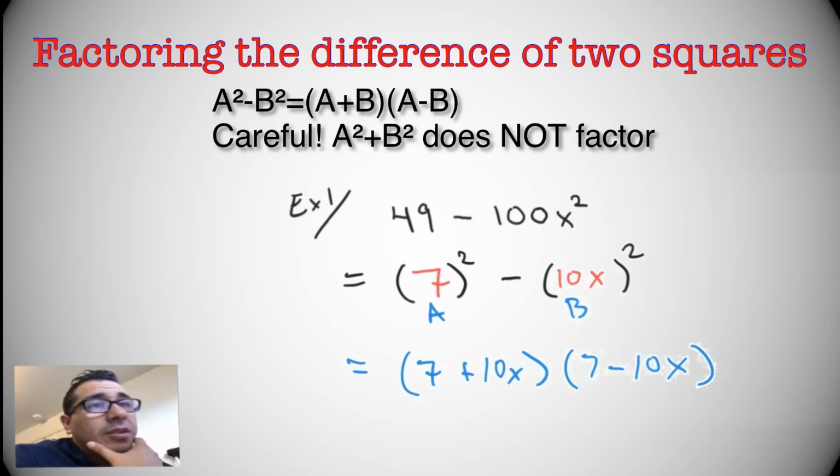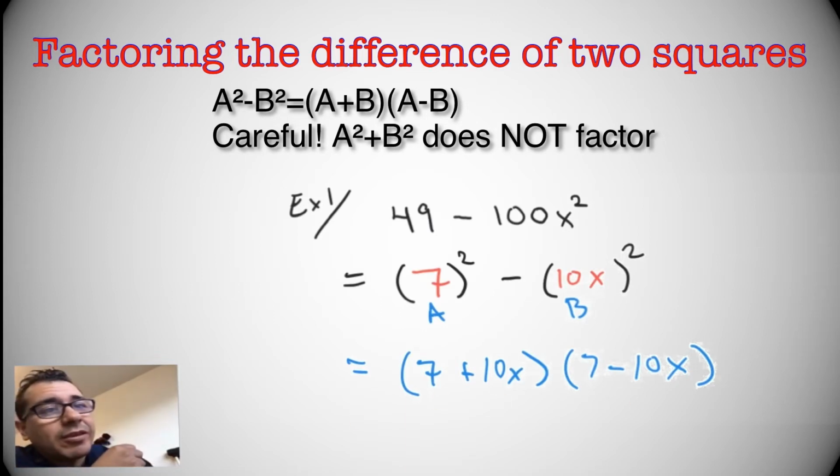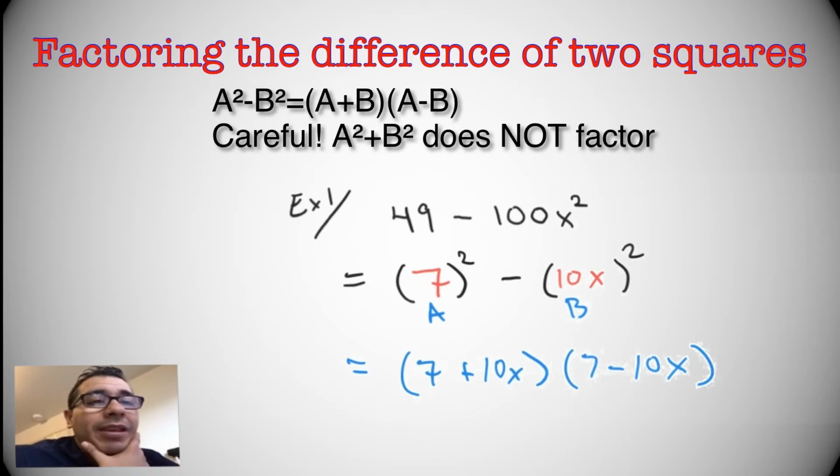You're always welcome to use this formula, but this is an easy way for me to think about this. If this makes sense, that's great. My thinking process here is I ask myself, what number squared gives me 49? Well, 7. So 7 and 7. And then what number times itself gives me 100x squared? Well, 10x and 10x. And then we just slap a plus and a minus in front of them, and here we get our factors.